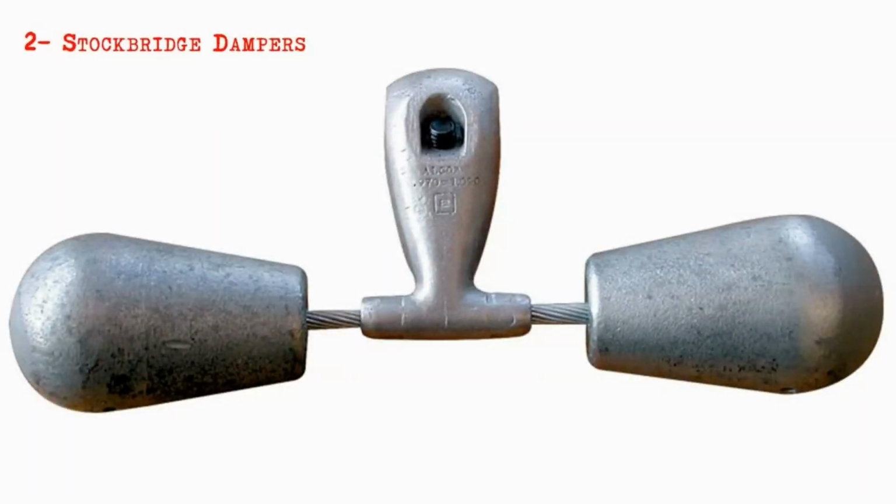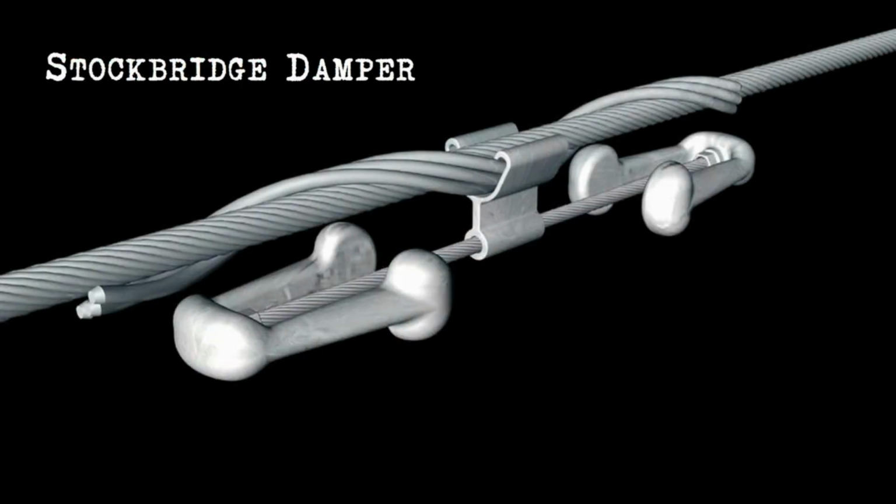Another type is the stock bridge damper. These have so many designs, like this one or this one. By this, we completed chapter 4. We will now start a new chapter, power system stability. Before this, if there's any question, anything not clear, please let me know before we start a new subject.